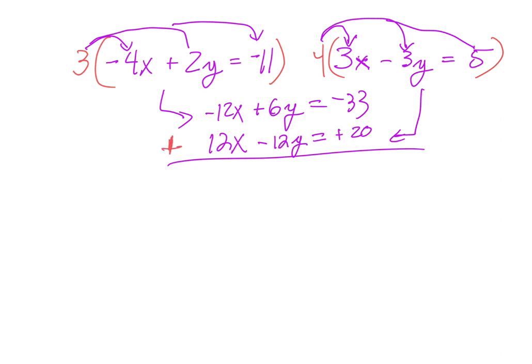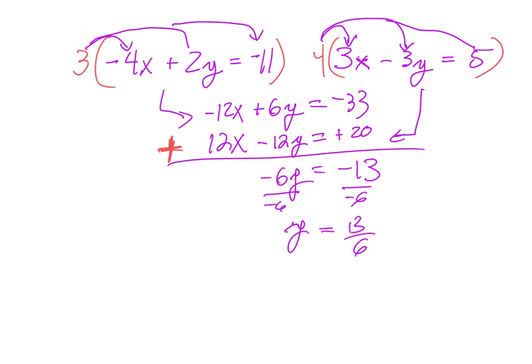All right, but I'm going to add these two equations because if I do, my first terms, negative 12x, positive 12x, they add to 0. I've eliminated the x's. I will then have 6y minus 12y, or 6y plus a negative, is negative 6y. Negative 33 plus 20 is negative 13. Well, that's not a very fun number, but that's okay. Divide by negative 6. Y equals 13 over 6.